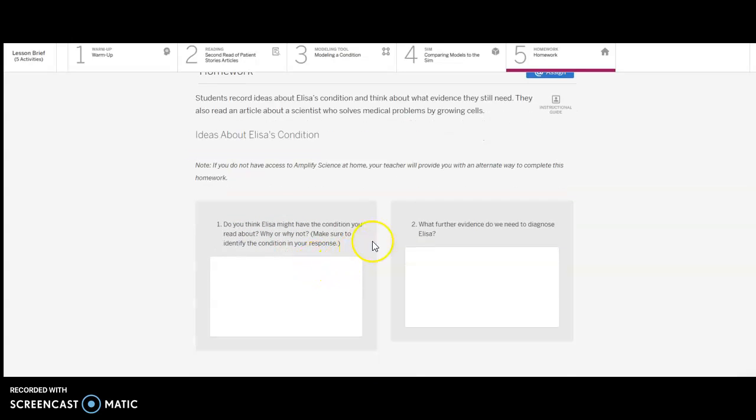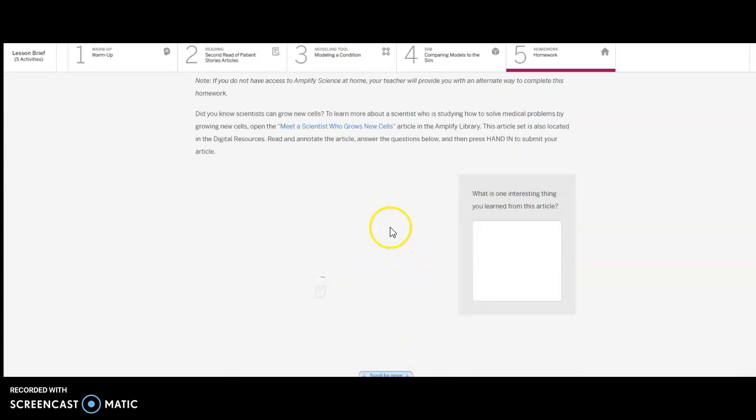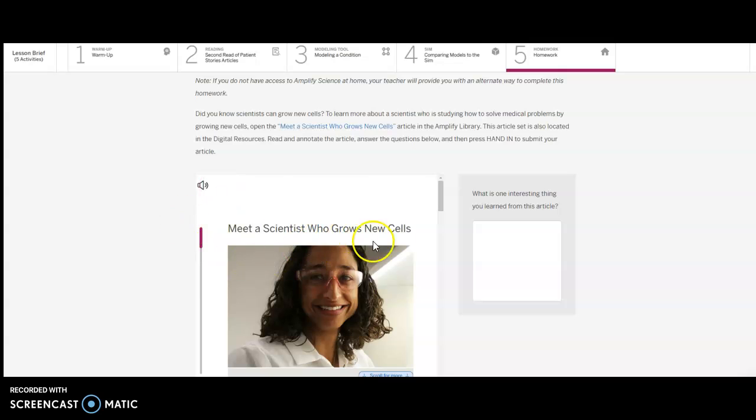You're not even going to read the articles because you've already done that. You're just going to write what you know about her condition. Do you think ELISA might have the condition you read about? Why or why not? What else do you need to know in order to get a better diagnosis? And here's the article that you are going to read about the scientist.